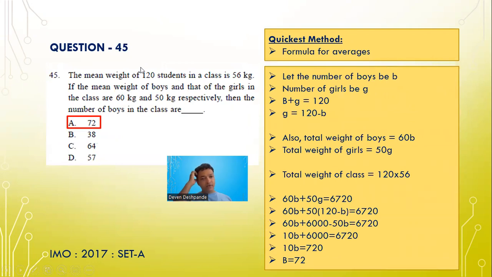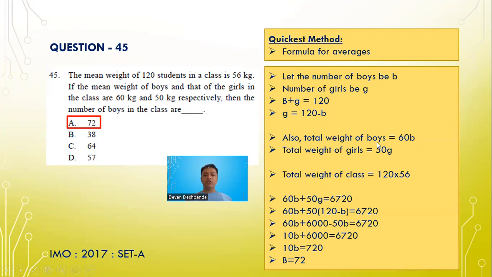The mean weight of 120 students in a class is 56 kg. If the mean weight of boys and that of girls in the class are 60 kg and 50 kg respectively, then what is the number of boys in the class? So let the number of boys be B and let the number of girls be G. What are the total students? 120. So B plus G is 120. So what is G? G is 120 minus B.